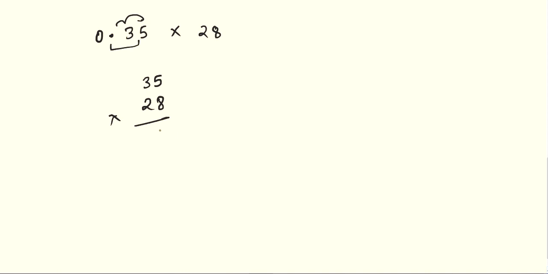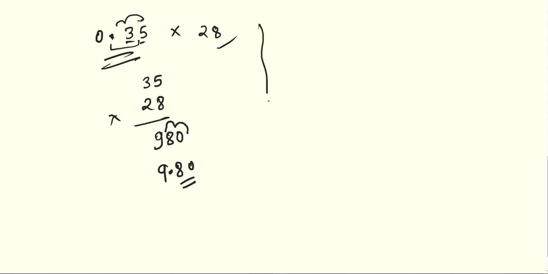So if you multiply 35 and 28, you will get 980. Now you are having two places after decimal. That means from this end you have to start 1, 2. So 9.80 will be the required answer. So this is the example of multiplication of a whole number by a decimal. 0.35 is a decimal and 28 is a whole number.